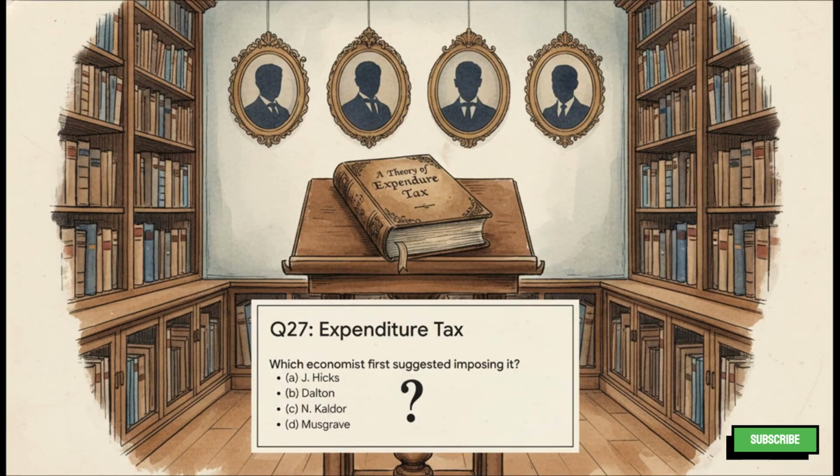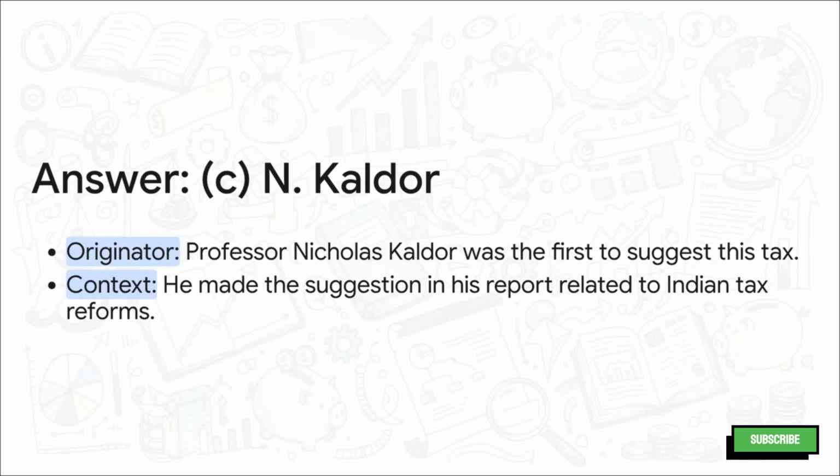Question 27. This is a factual question from the history of economics. Who was the first economist to suggest imposing an expenditure tax? Your options are J. Hicks, Dalton, N. Kaldor, and Musgrave. And the correct answer is C.